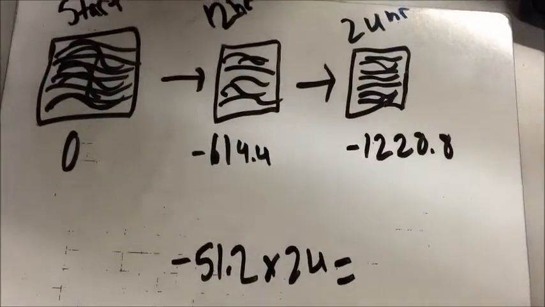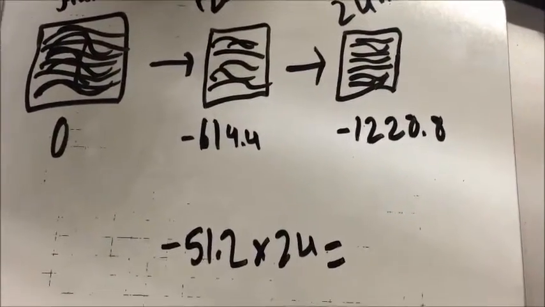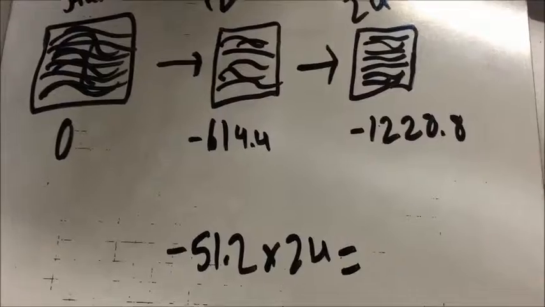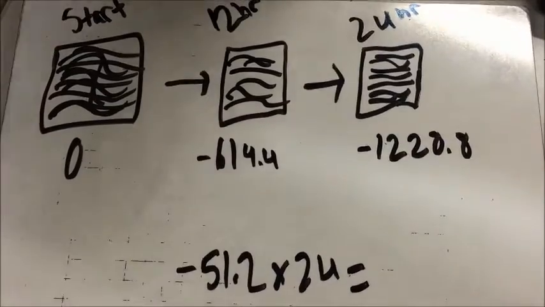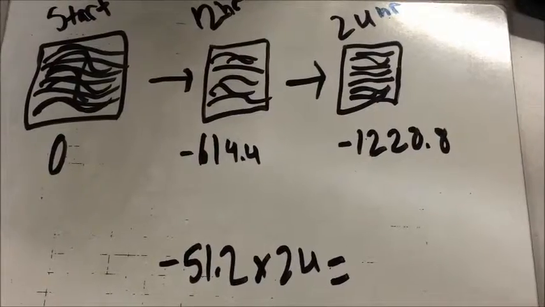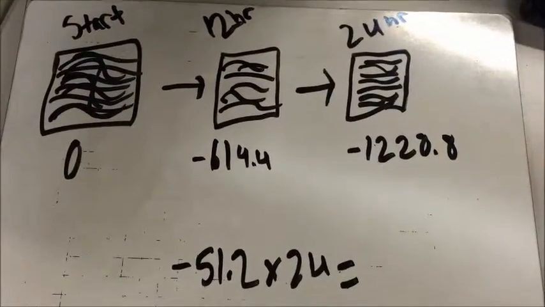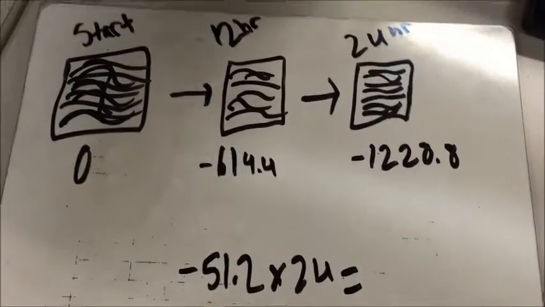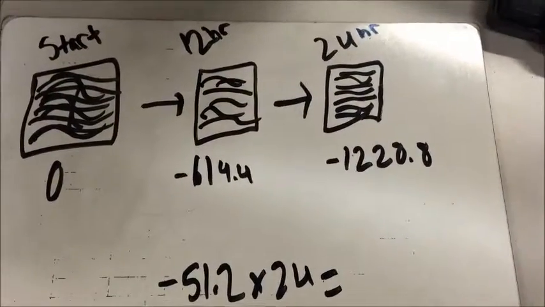A pool will be drained at a constant rate of 51.2 liters per hour, starting at 8 a.m. After 1 hour, the change in the amount of water in the tank could be represented as negative 51.2. Which of the following represents the total change in the amount of water in the tank by 8 a.m. the next day? Since it's the next day, that would be 24 hours. And since it's losing water, 51.2 per hour, it would be negative 51.2 times 24, and that will equal negative 1,228.8 liters.